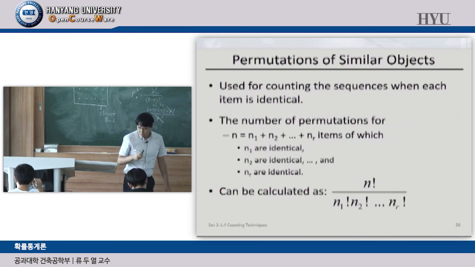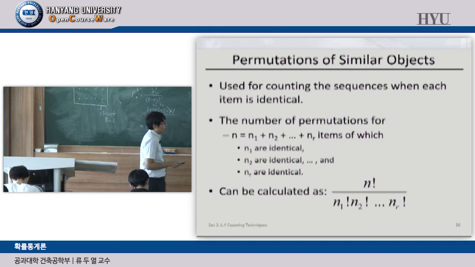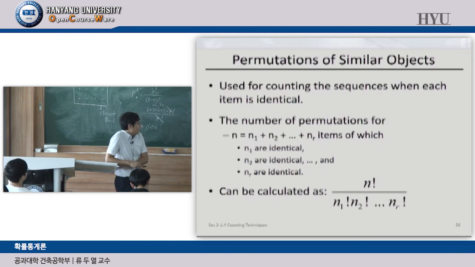And now we are going to think about the permutations of similar objects. This can be used for counting the sequences when some items are identical. The number of permutations for n equals n1 plus n2 plus and so on, plus nr items, of which n1 are identical, n2 are identical, and nr also are identical. In this case, we can calculate the number of permutations by this equation: n factorial divided by n1 factorial multiplied by n2 factorial multiplied by nr factorial.